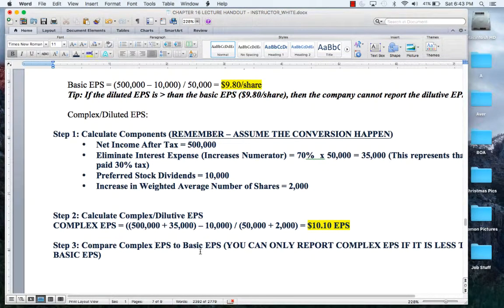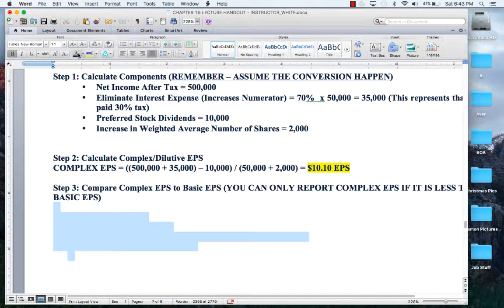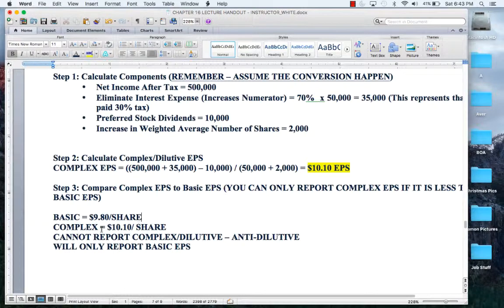Your basic earnings per share was $9.80. Your complex or dilutive earnings per share was $10.10. Therefore, you cannot report the dilutive earnings per share because it is actually anti-dilutive, because these conversion features actually increase your earnings per share.